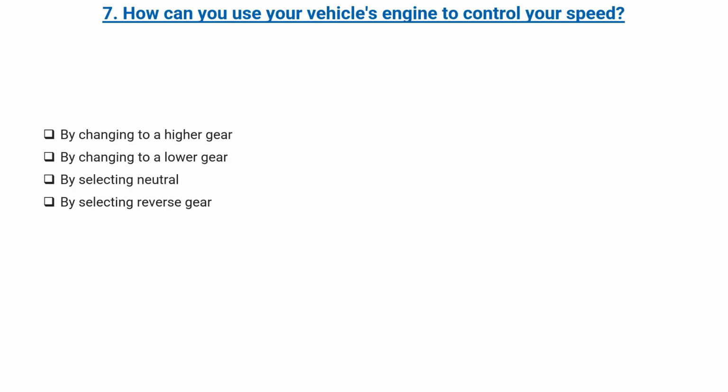7. How can you use your vehicle's engine to control your speed? By changing to a higher gear. By changing to a lower gear. By selecting neutral. By selecting reverse gear. Correct answer: by changing to a lower gear.